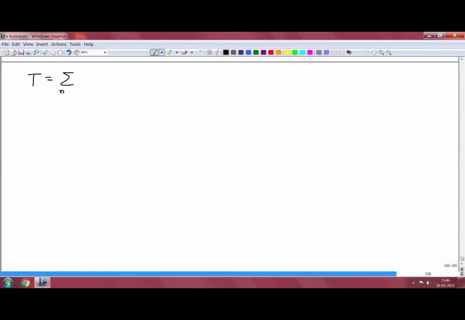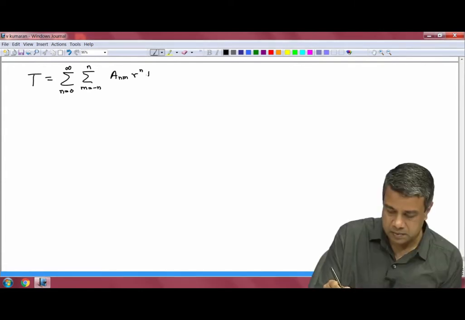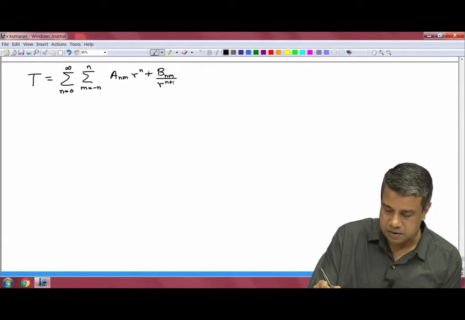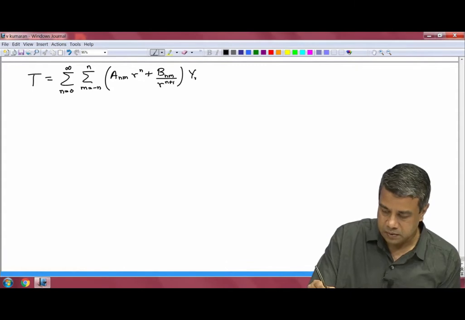Okay, so last class we had started discussing the spherical harmonic expansion and its interpretation in terms of point sources and sinks. I had defined for you the expansion as T equals the sum over n from 0 to infinity, the sum over m from minus n to n, of (a_nm r^n + b_nm / r^(n+1)) Y_nm(theta, phi).